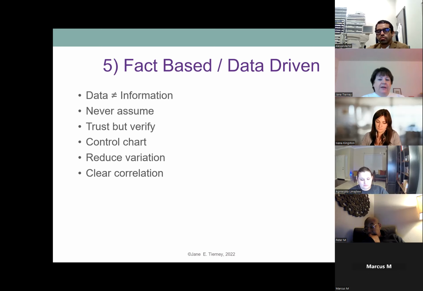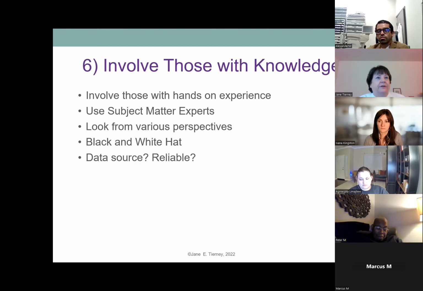Reduce the variation. Get the clear correlation between what you're doing and the results you want. Because sometimes you make changes and you say, oh, this is going to make our output better. And you do the changes and then you look at the output and there's no change. So make sure that you check for that correlation, because not everything manifests the way you think it's going to.